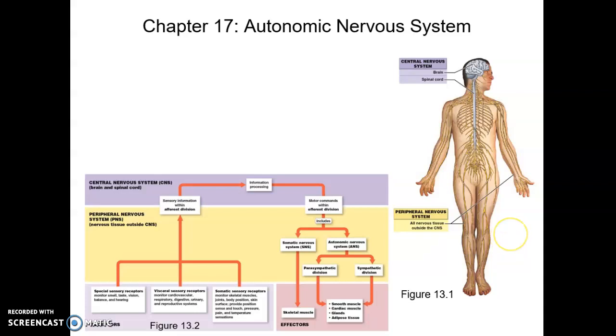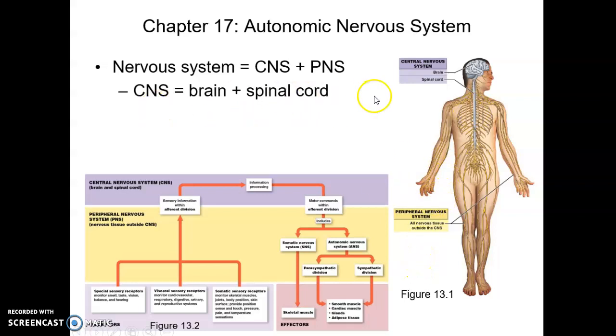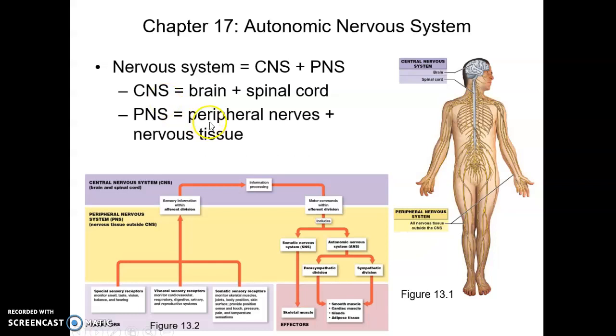Chapter 17, the autonomic nervous system. If you remember, the nervous system entire includes the central nervous system, brain and spinal cord, along with the peripheral nervous system, the associated cranial and spinal nerves that innervate the entire body. So the brain and spinal cord, central nervous system, and peripheral nerves and nervous tissue outside of that makes up the peripheral nervous system. So the peripheral nervous system, again, if you remember, has the afferent and efferent divisions.